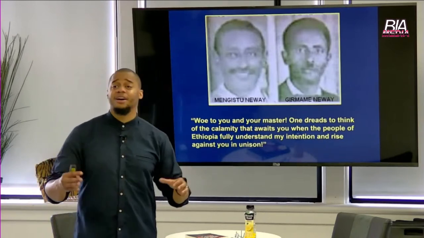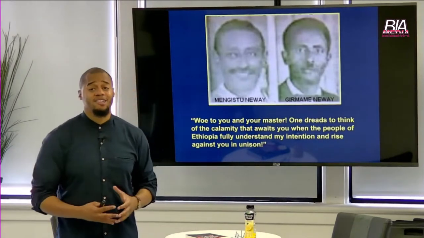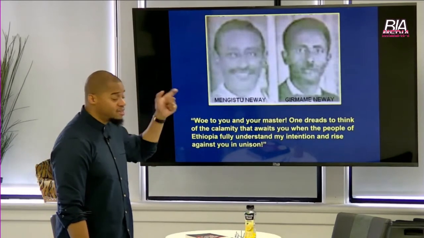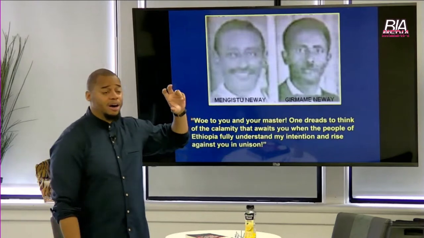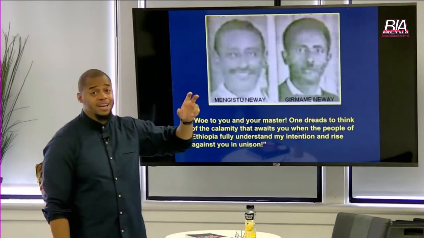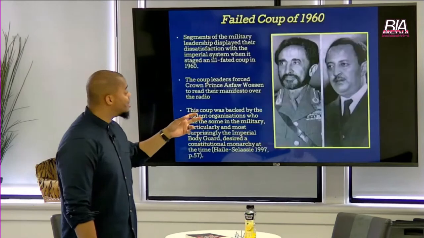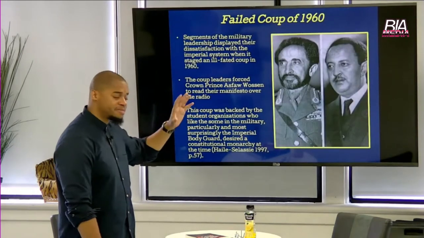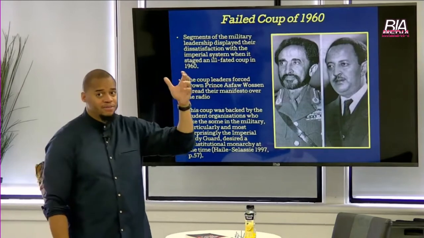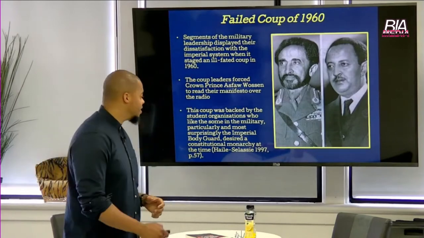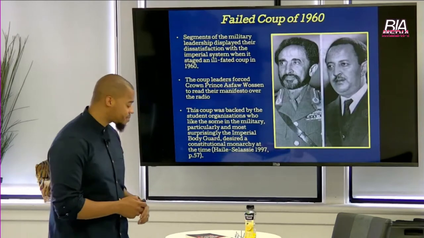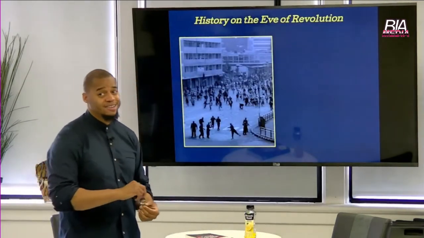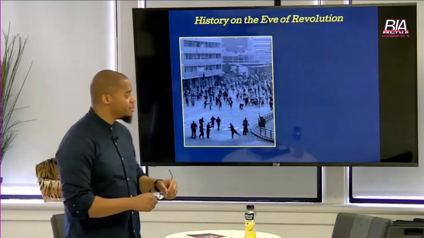This is the last thing that one of the brothers said before he was executed, because this coup was done by some senior military officials, some intellectuals, and others. And they attempted to overthrow Selassie and put his son in charge, but the son really wasn't for it. They were trying to force the son to be the new leader, but the coup wasn't successful. But this was just the first instance of the unrest in Ethiopia in 1960.